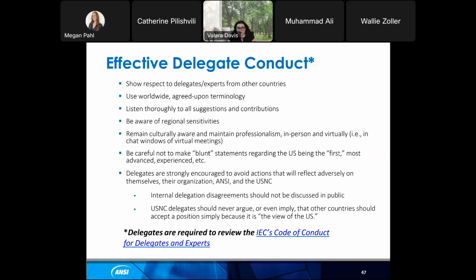So we do encourage also that every participant avoid actions that could reflect adversely on yourself, the organization, ANSI, or the USNC. We don't encourage internal disagreements to be shared publicly, and we do not look for USNC delegates to argue or even imply that other countries should accept a position simply because it is the view of the US. Next slide, please.